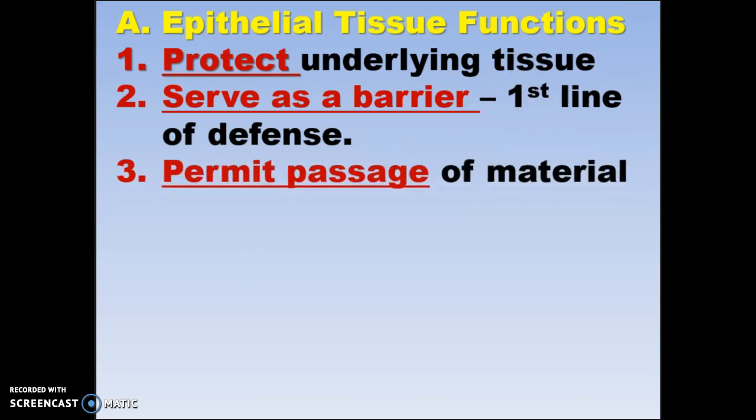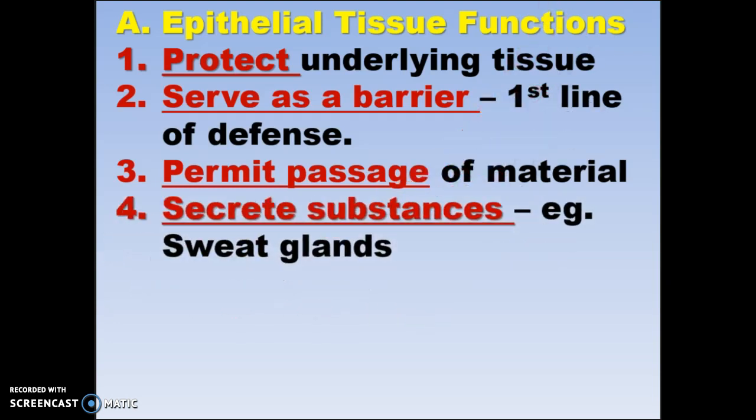They do permit passage of materials. Your very thin layer of epithelial tissue in the lining of your lungs and the alveoli allow for oxygen and carbon dioxide to go across the cell. Same thing in blood vessels. They're made up of epithelial tissue, and that allows fluid and oxygen to go across those little thin cells as well. Cells are so thin, you can't see them.